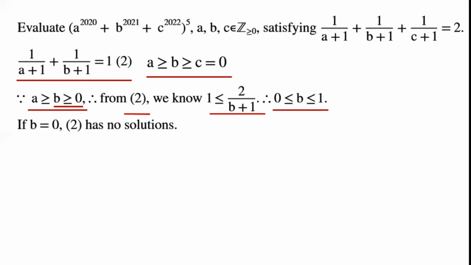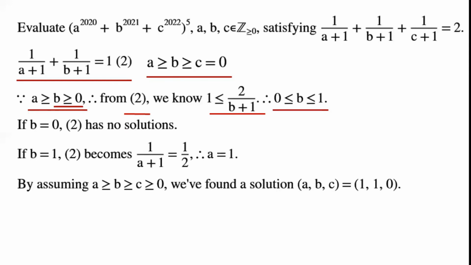If b equals 0, equation 2 has no solutions. If b equals 1, equation 2 becomes 1/(a+1) = 1/2. By rearranging the equation, we have a equals 1.